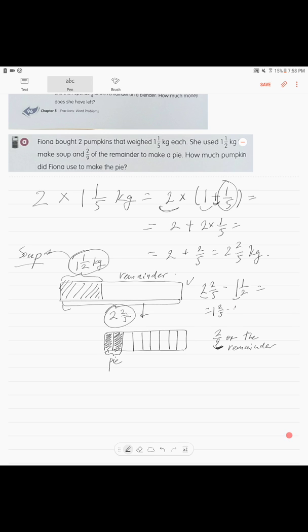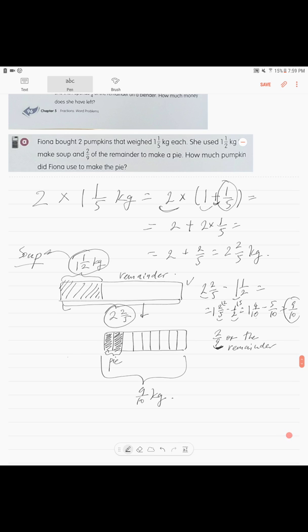Right, minus 1/2. Common denominator. This is 2, this is 5. 1, 4 over 10 minus 5 over 10, right? We're bringing the whole number in, right? 10 plus 4, 14 minus 5, 9. 9 over 10, okay? 9 over 10. So our remainder as a whole is 9 over 10 kilogram.